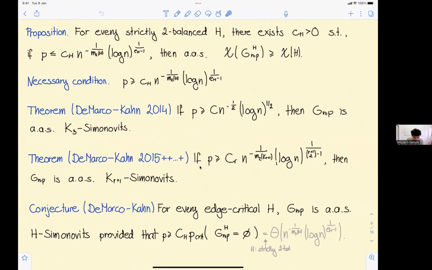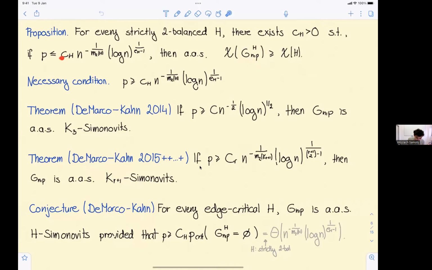Now, this kind of argument generalizes to every strictly 2-balanced H which is H-critical. Namely, we can have some positive constant c_H such that if p is at most the 2-density, and we added here a logarithmic factor, log n to the power 1 over the number of edges minus 1, then under this assumption, the graph of edges which are not contained in a copy of H has chromatic number at least the chromatic number of H, and therefore the graph G(n,p) itself is not H-Simonovits.